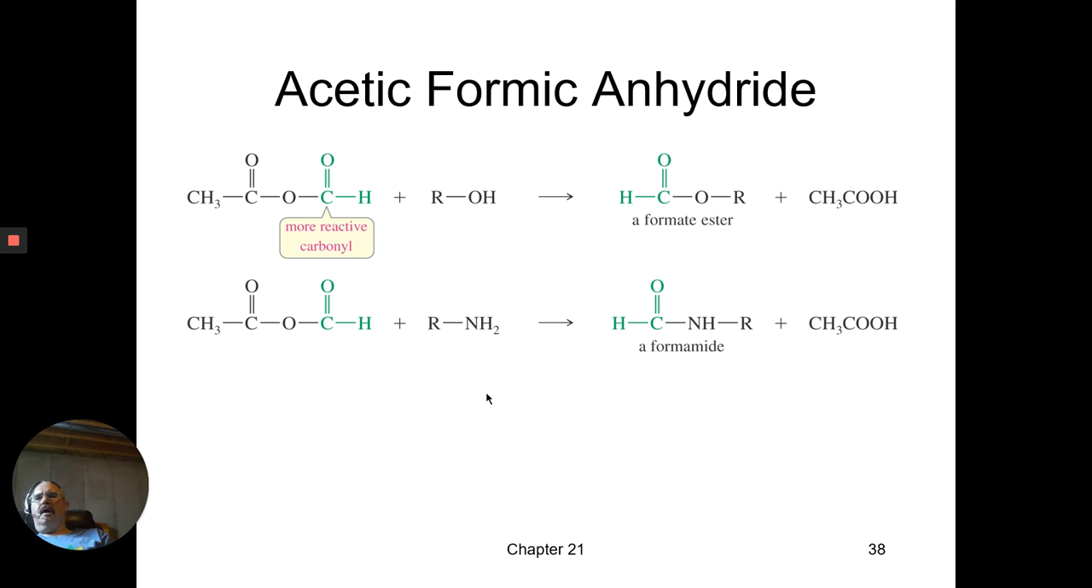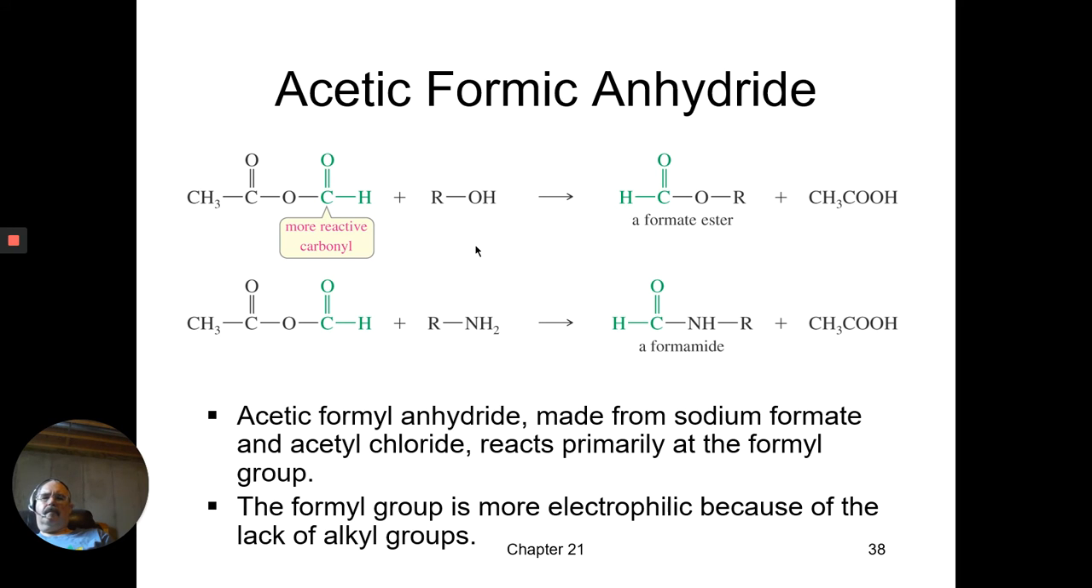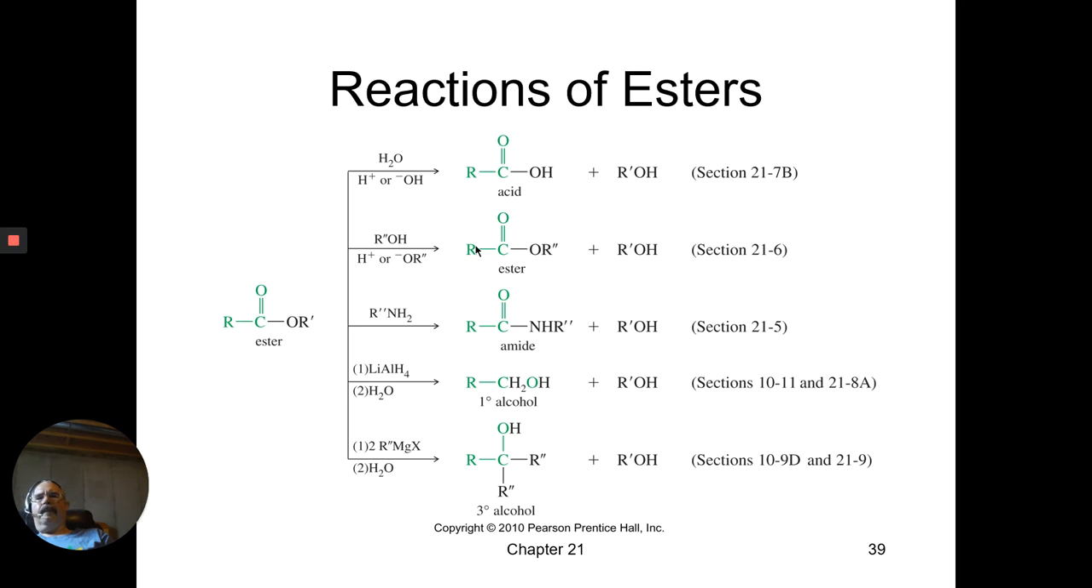Acetic formic anhydride. This is a good reagent for making formate esters and formamides. The formic acid part of it is more reactive than the acetic acid part. Esters can be hydrolyzed to carboxylic acids and alcohols. We can do transesterification. We can do ammonolysis. We can reduce esters to primary alcohols.